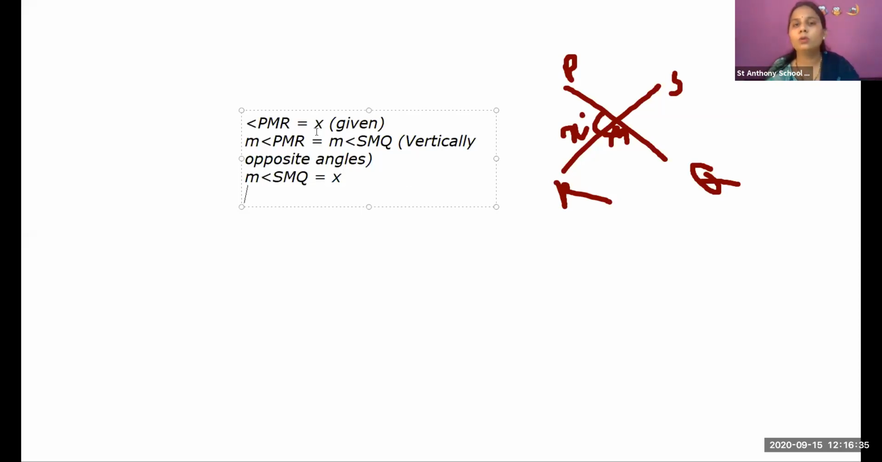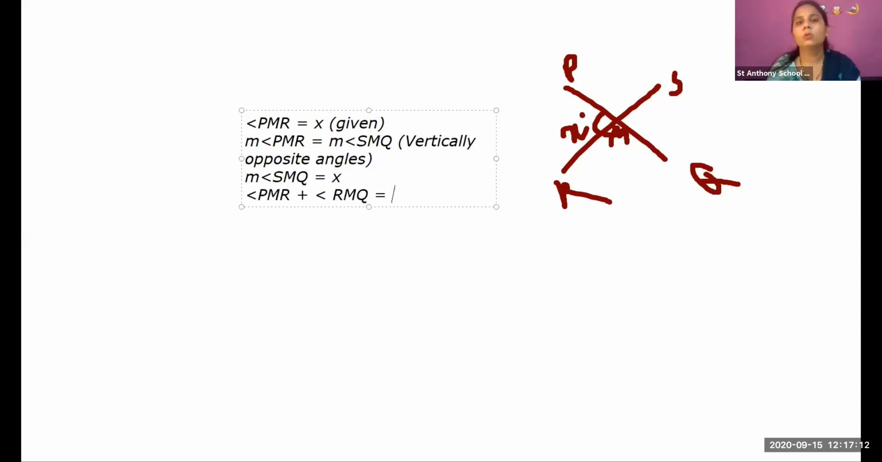Now we want to find out this RMQ and PMS as well, है ना? हमको ये दोनों का वैल्यू भी निकालना है. So what we are going to do? Now these two angles are angles in a linear pair. See, angle PMR plus angle RMQ is equal to what?